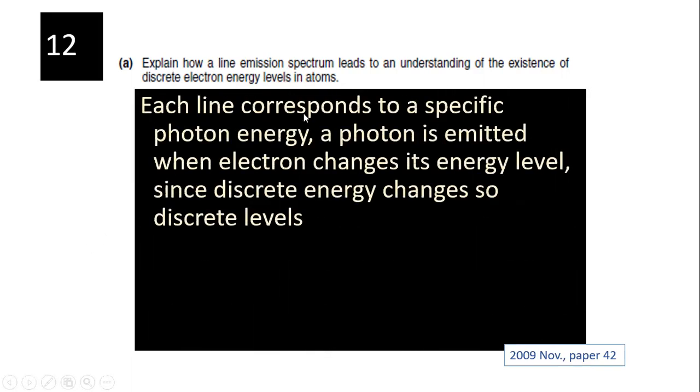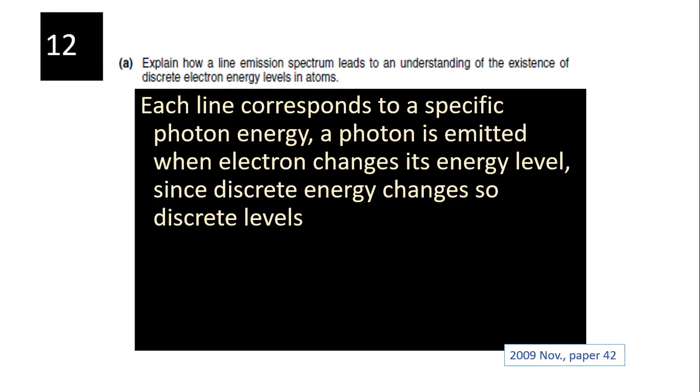Right, step by step. No? Each line corresponds to a specific photon or specific wavelength. A photon is emitted when an electron changes its energy level. From a high energy level, the electron moves to a low energy level. So a photon is given out. And since the energy levels are discrete, right? You have discrete and discrete, since the energy changes are discrete, so the levels are discrete. That's how you explain.